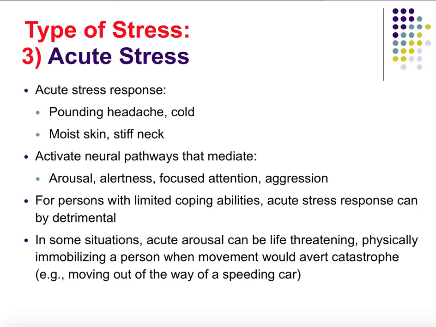Then we have acute stress. So acute is sudden onset, short duration. So the acute stress response includes pounding headache, cold, moist skin, stiff neck. You'll activate neural pathways that mediate things like arousal, alertness, focused attention, and even aggression. And for people who have limited coping abilities, even acute stress can be detrimental. And in some situations, it can be life-threatening. So think of someone walking across the street, a speeding car is coming at them, and then they kind of freeze. And so obviously that would be catastrophic.